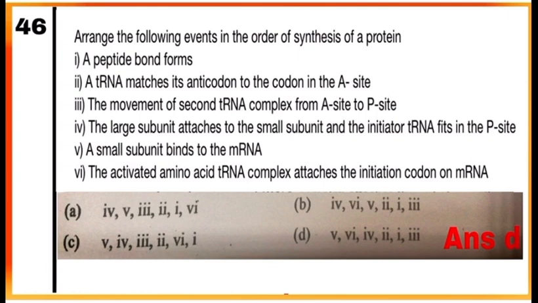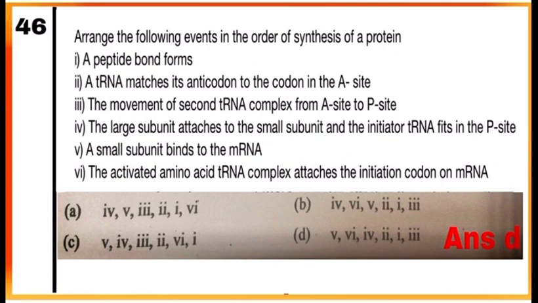See the 5. A small subunit binds to the messenger RNA. Then after this, the activated amino acid transfer RNA complex attaches to the initiation codon on messenger RNA. Then come to the fourth statement. The large subunit attaches to the small subunit and the initiator transfer RNA fits in the P site.